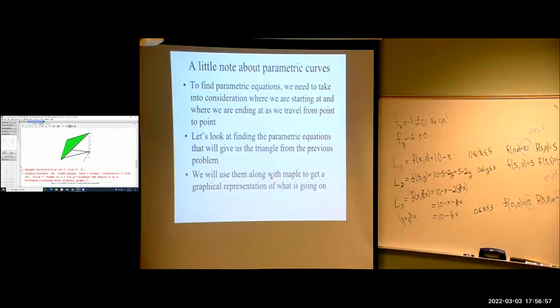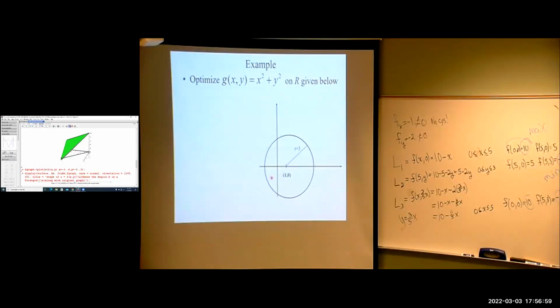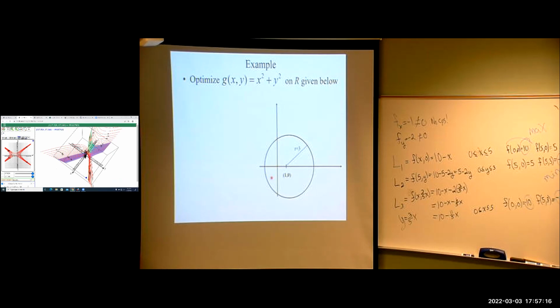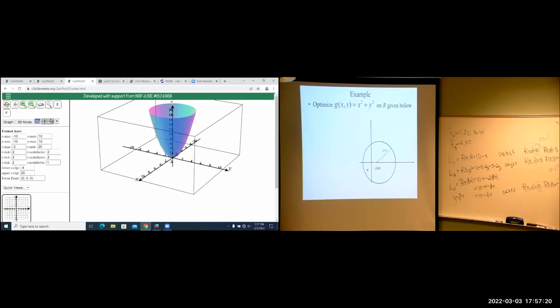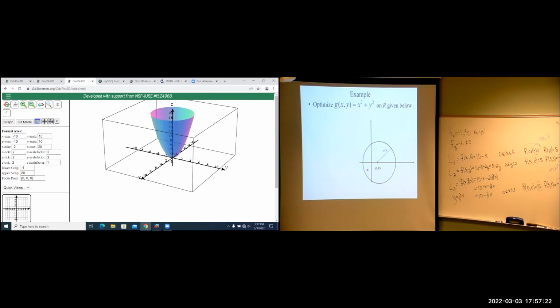I'm not going to worry about that slide, but here's the other one we're going to do. This will be the last one. So we're optimizing x squared plus y squared on the region below, which is a circle of radius 3 centered at 1, 0. All right. So I got a plot of this one so we can see what it looks like. All right, so basically we have our paraboloid.